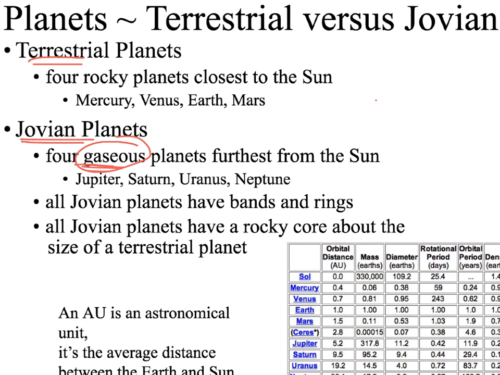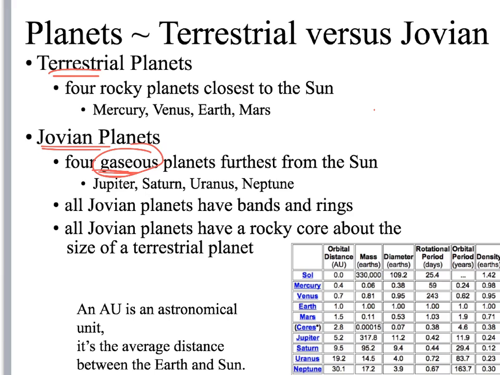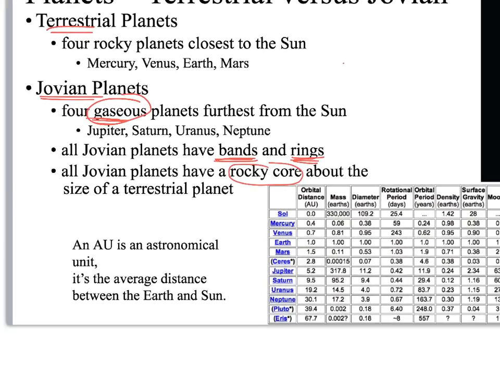If you go to step on them, there's no surface to step on. The other thing is that all of the gaseous planets have bands. Some are more predominant than others. Jupiter's bands are very obvious. The others are not, but they're there. And all the gaseous or Jovian planets have rings. Saturn's the planet whose rings look most obvious, but Jupiter, Uranus, and Neptune also have rings. And all these Jovian planets are like they swallowed a terrestrial planet, so they actually have a rocky core.